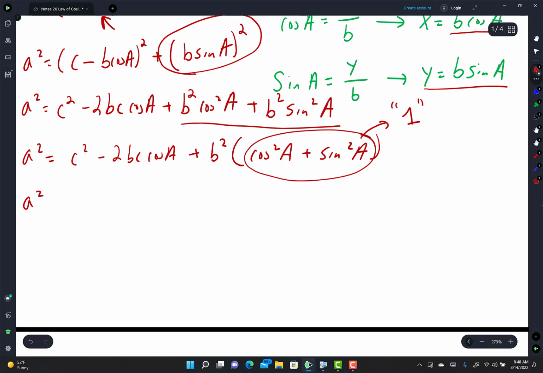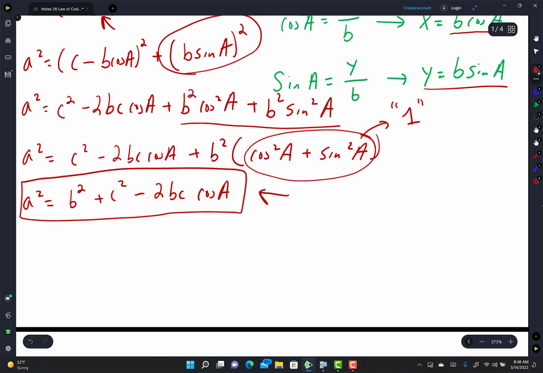Oh, okay. A squared equals. So here's where we're going to rewrite it, guys. We're going to put the b squared in the front. Then you're going to put the c squared in the front. And then you're going to put minus 2bc cosine A. And guess what you just derived? This is called Law of Cosines. That's it. You just derived it, guys.